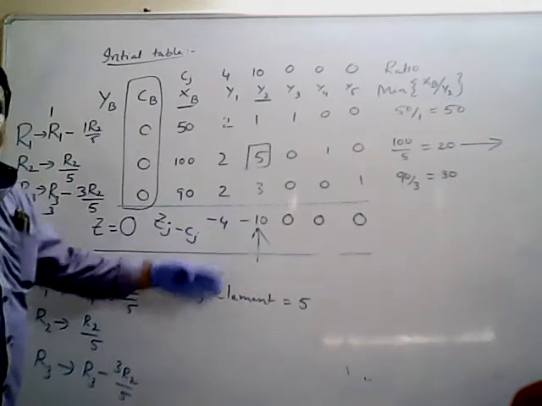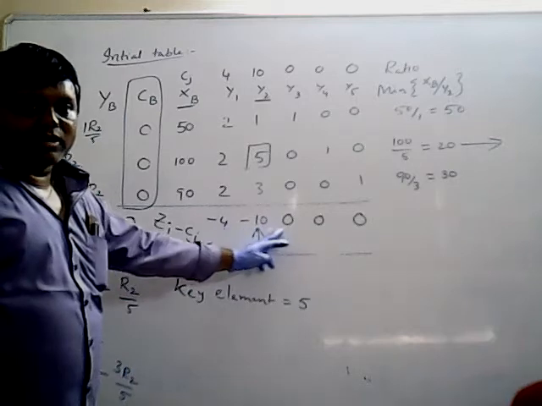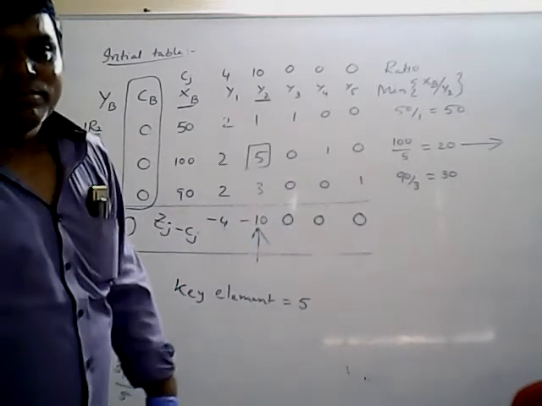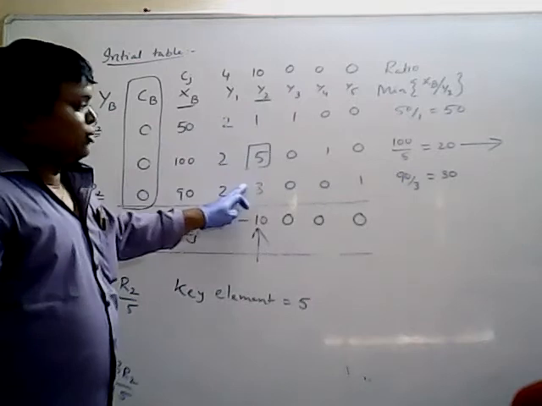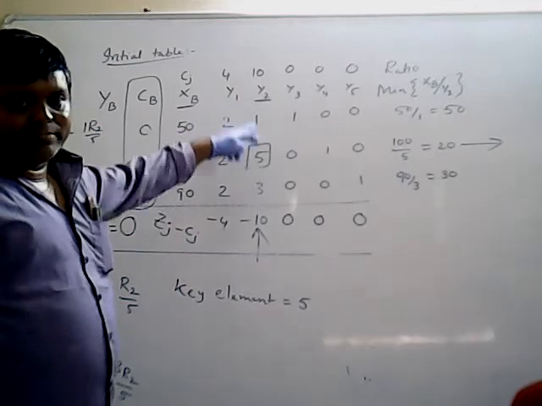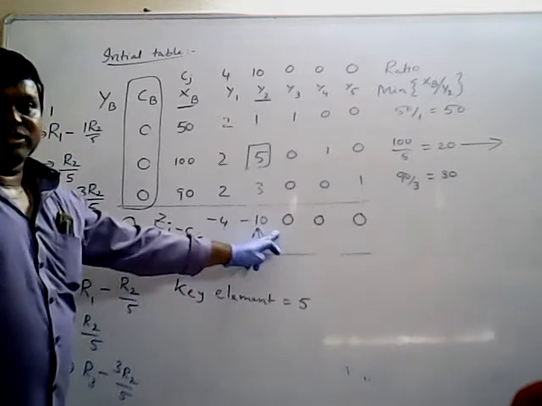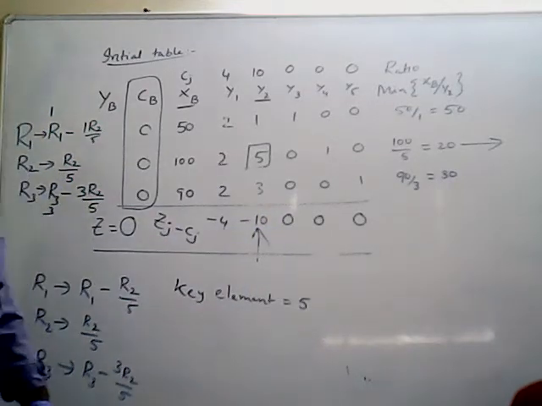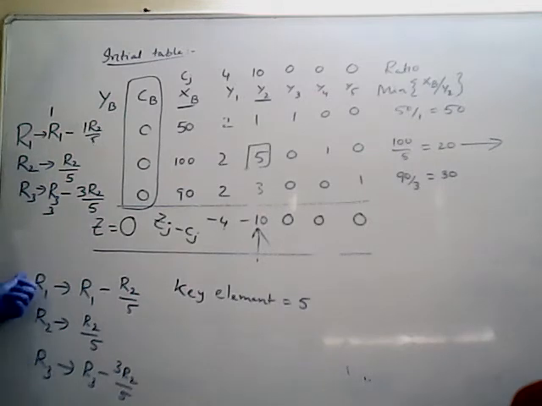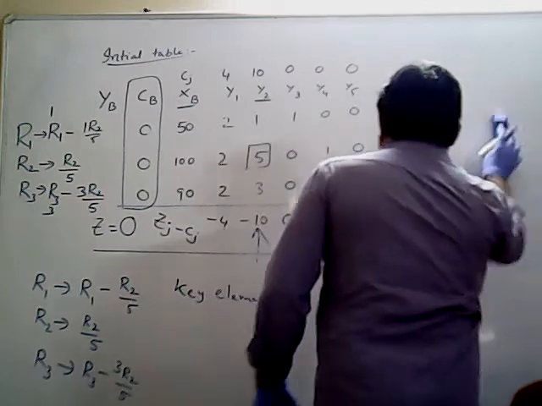So these are the steps. These are the steps only you have to repeat, until you get all positives or there is an indication of an unbounded solution. Unbounded solution is if you don't get any positive value in your entering column. Or you may get all positives. Up to that you have to repeat this procedure. So for identifying the second table, these are the operations you have to perform.